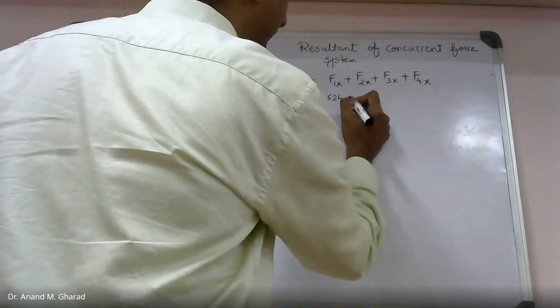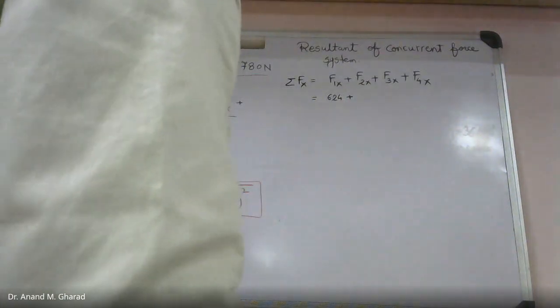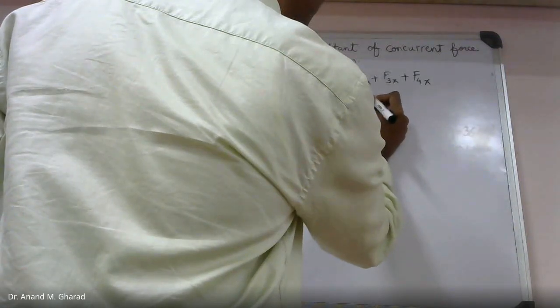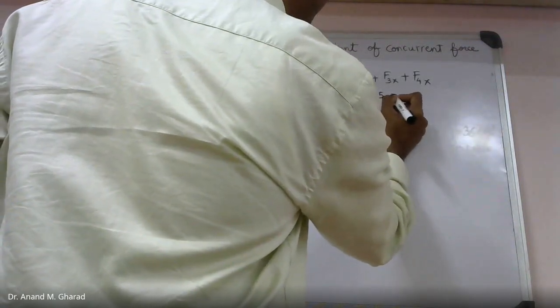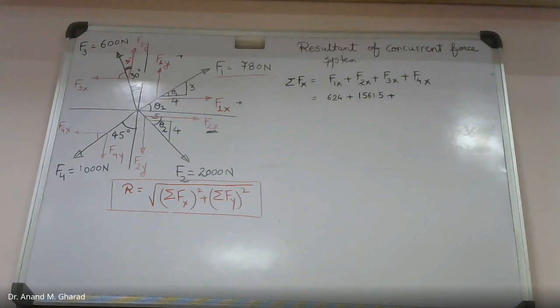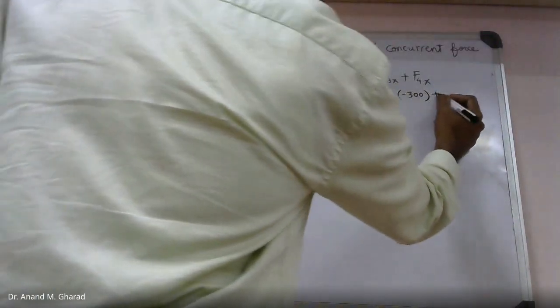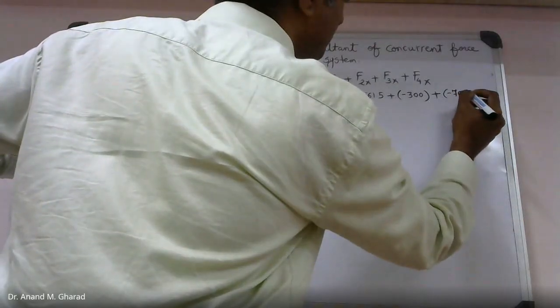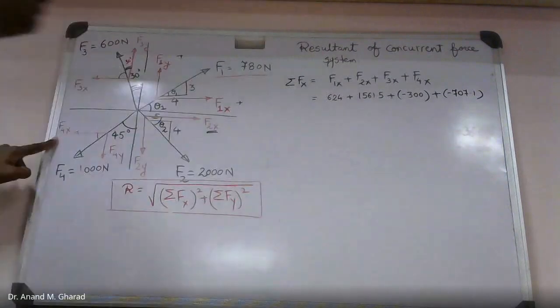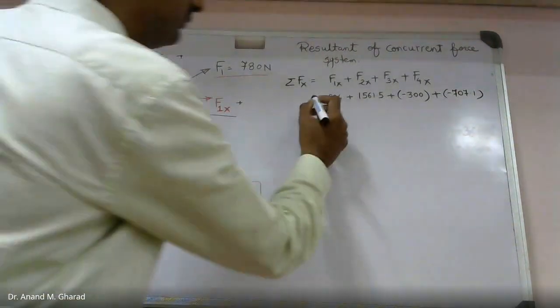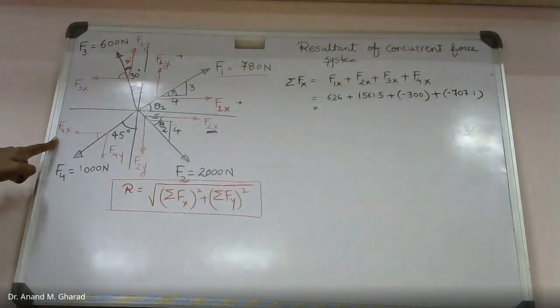ठीक है. Then F2x. 1561.5, sir. Positive. 1561.5. It was again positive. F3x, minus 300. Minus 300, sir. And what about F4x? Minus 707.10. Minus 707.1. So these are the values. You please calculate all these summation values.